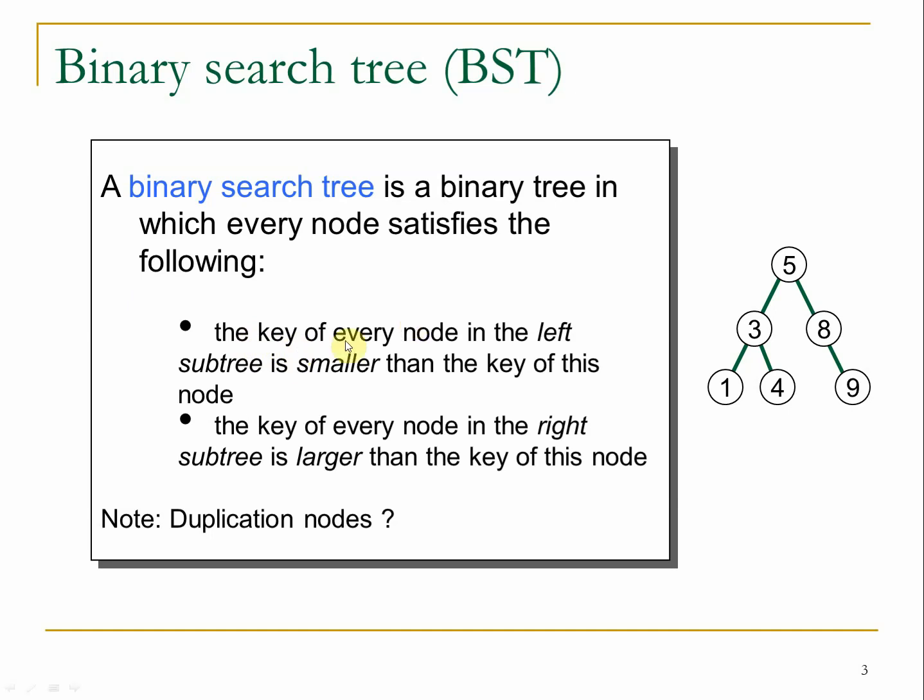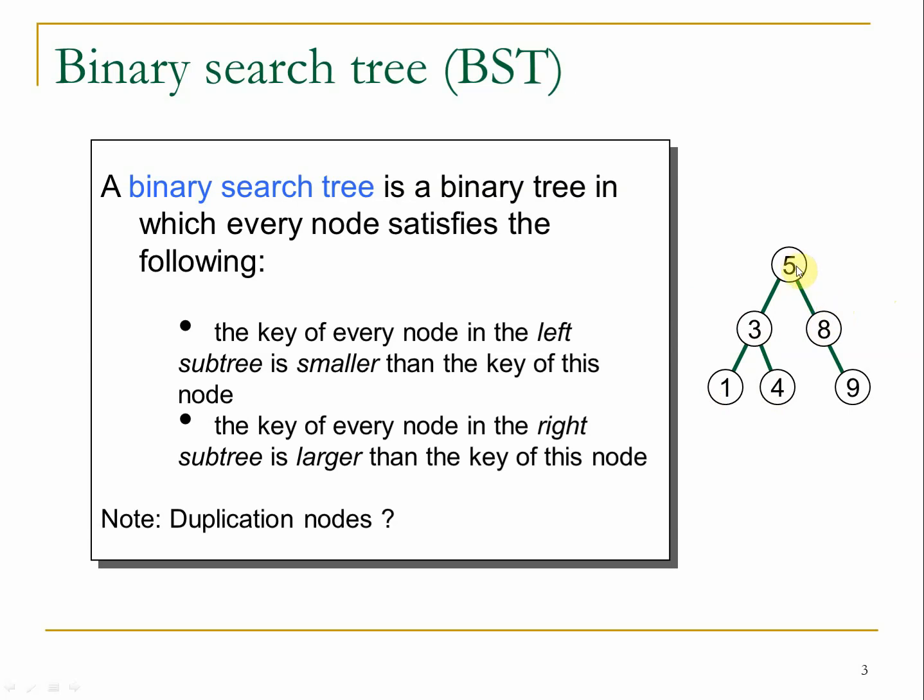The key, or the value, of every node in the left subtree is smaller than the key of this node. And all the nodes on the right subtree are larger than the key of the node. So what I'm trying to say is, by looking at the root node of 5, all of the nodes, pay attention, not just the left child or right child, it's talking about the whole subtree on the left side has to be smaller than the root. All of the subtree on the right side of the root has to be larger.